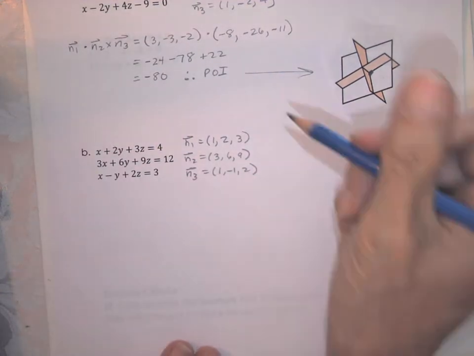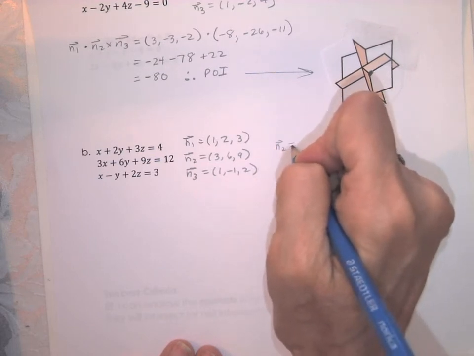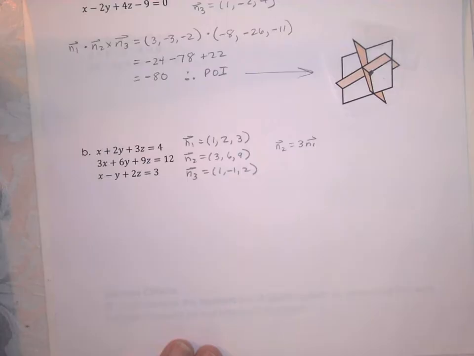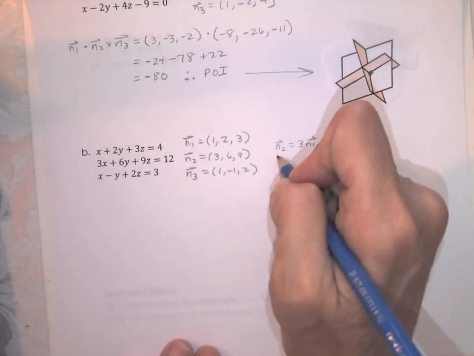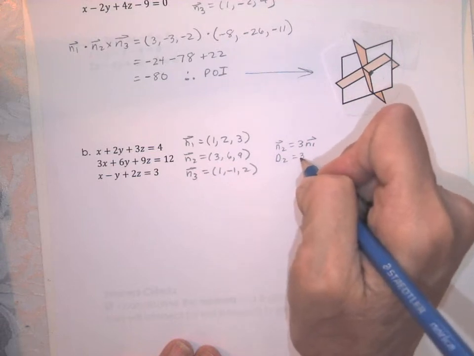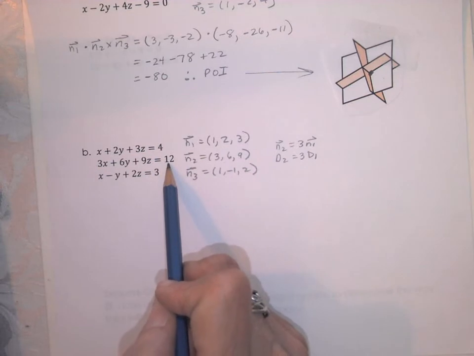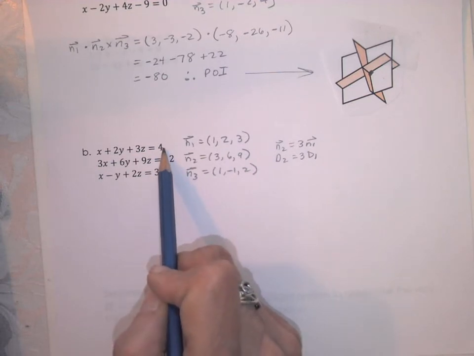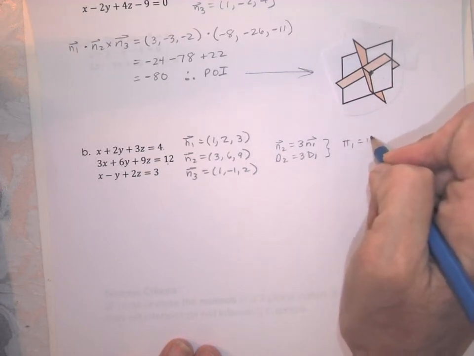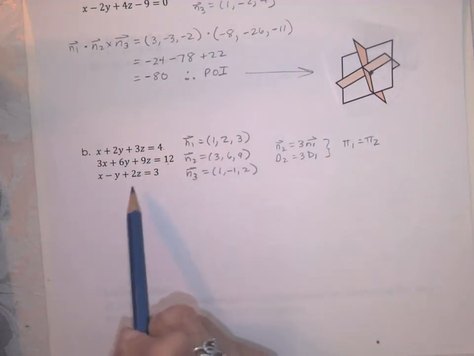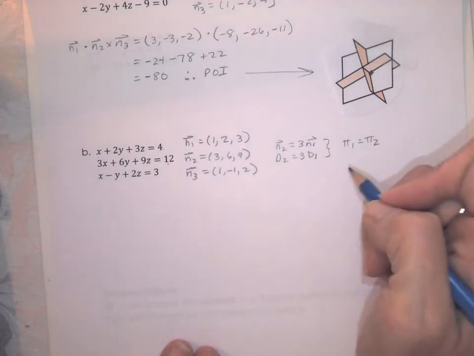So if I'm looking at my three normals, I'm seeing that normal 2 is 3 times normal 1. So those two planes are scalar multiples of each other. And now I'm going to check, is D2 equal to 3D1? So they're both on the same side, so I can compare them. Is D2 3 times D1? Yes, this is true. So that means pi 1 equals pi 2. And pi 3 is going to intersect them in a line of intersection.